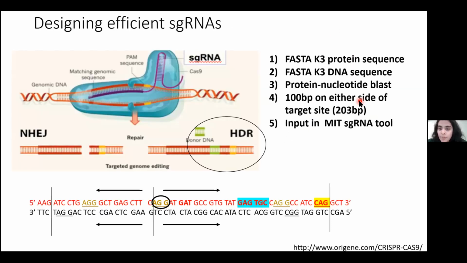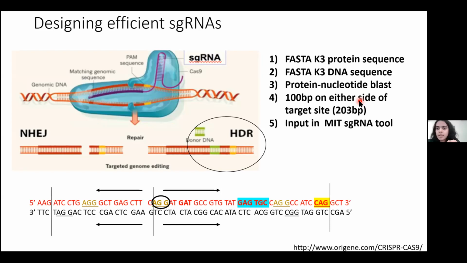So once you input your sequence, you will get a list of guide RNAs that are in the target site, along with other factors that I discussed.